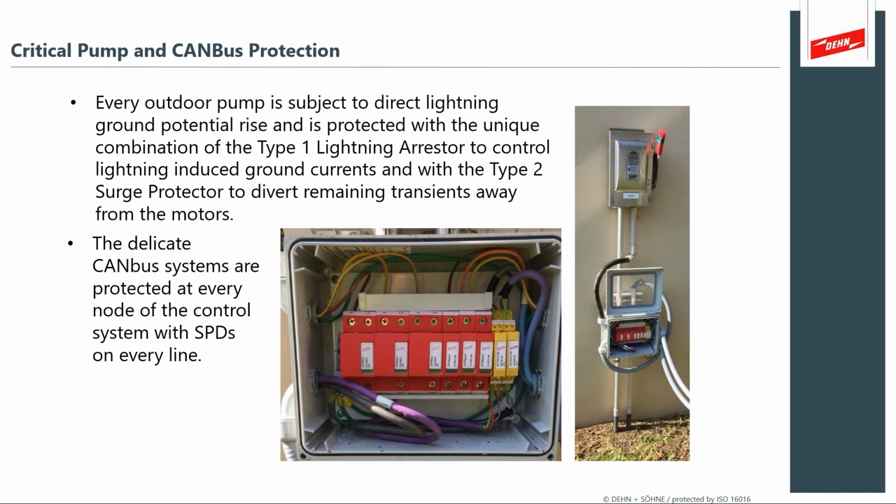Critical pump and CAN bus protection. What's really important, and we'll see this in more of our slides, is that we apply surge protection at the actual pumps, at the point of use. But in this case, these pumps are very often outdoors, and they're actually adjacent to the down conductor system, the actual lightning protection system. So we have a very high likelihood that you're going to have ground potential rise right at these pumps. So what's important is to provide both type 1 control of that lightning induced ground current and type 2 surge protection to divert the remaining transient away from the motor systems.